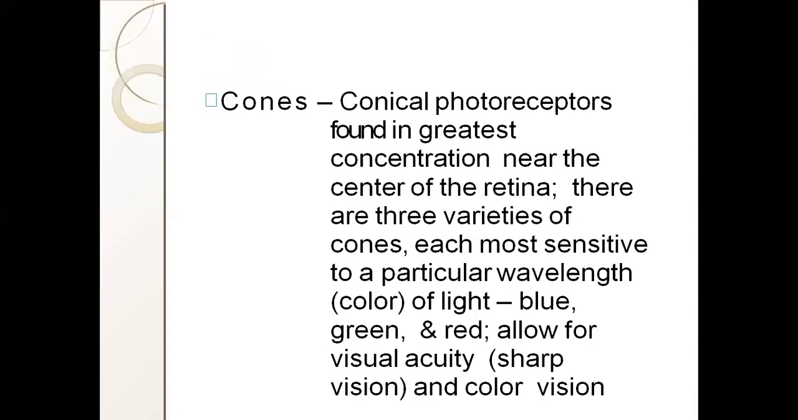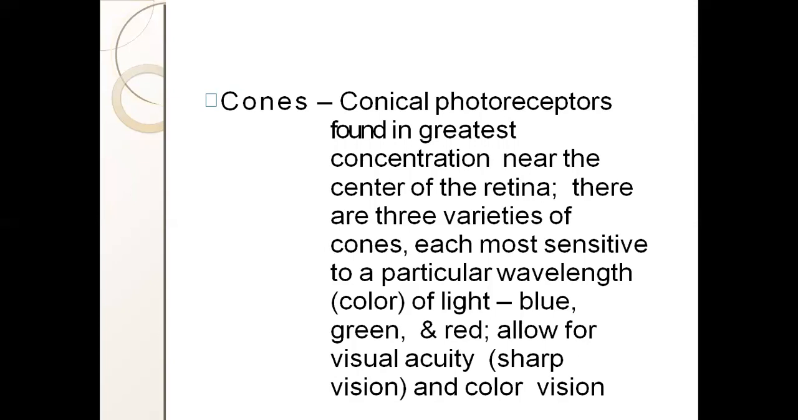The next is the cones. Cones means conical photoreceptor found in greatest concentration near the center of the retina. There are three varieties, each most sensitive to a particular wavelength, meaning the wavelength that is the color of light. With the help of these cones only we will find out the color, such as blue, red, yellow. How do we find out? It is found out with the help of these cones only.